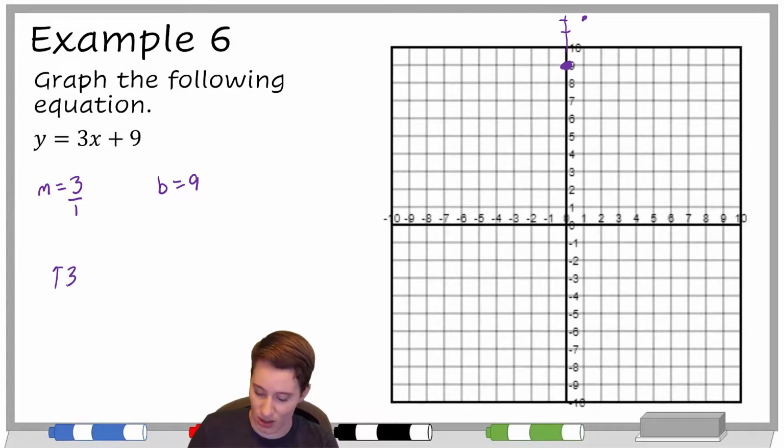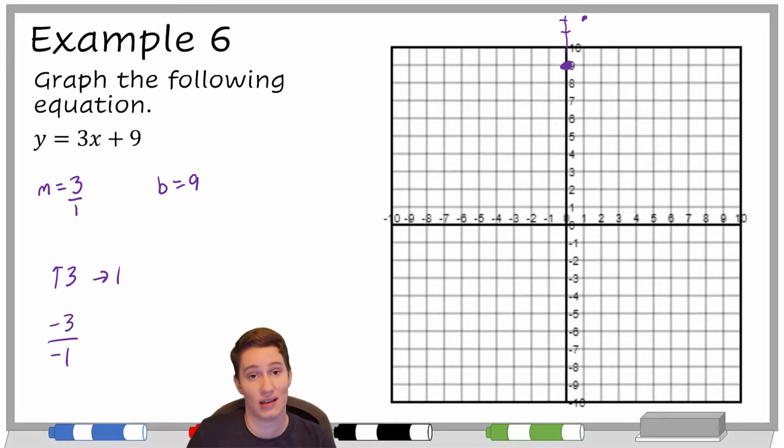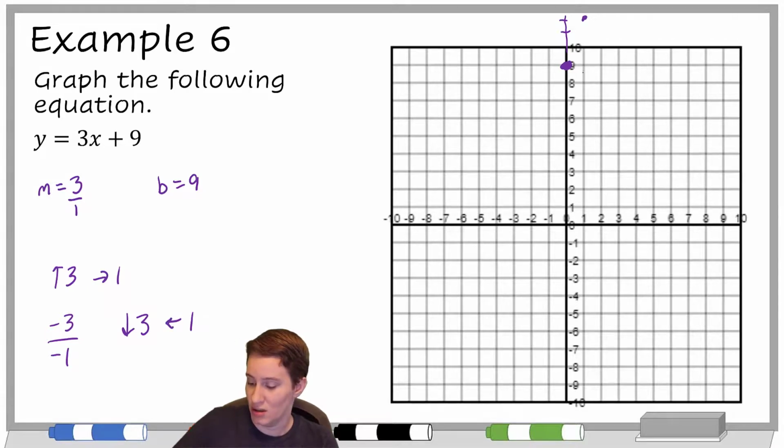So instead of going up 3 and right 1, remember that we can think of this as negative 3 over negative 1, which is down 3 and left 1. So 1, 2, 3, 1. Because we got all this room.